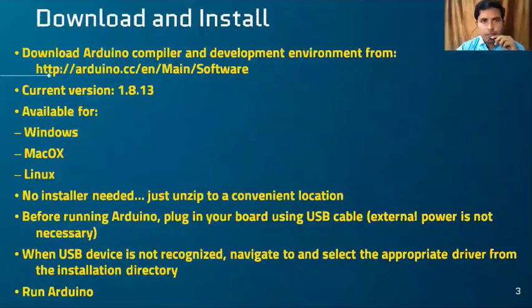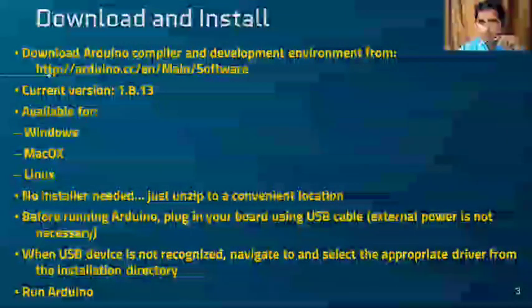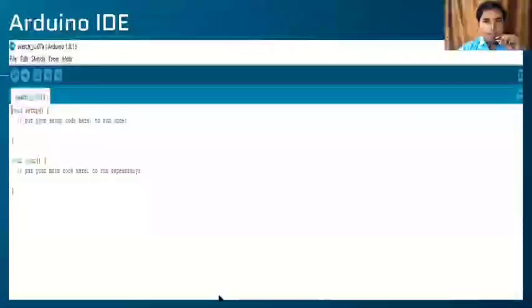We have to download and install the software. Once you install and open it, you will get this window, which contains the area where you can write the program, and also a file, edit, sketch, tool, and help option. We'll go through this module one by one.